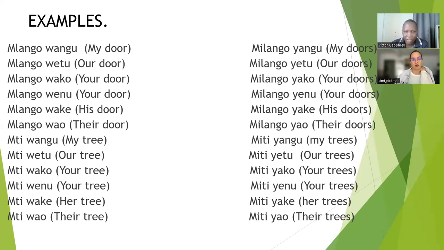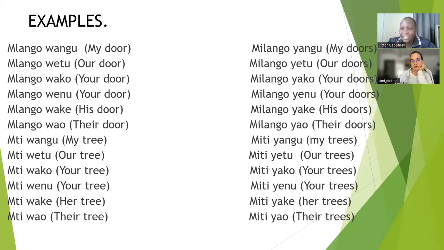Mti wangu, miti yangu. Mti wetu, miti yetu. Mti wako, miti yako. Mti wenu, miti yenu. Mti wake, miti yake. Mti wao, miti yao. Very good. You see, it's simple like that.